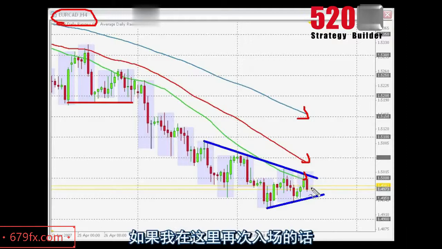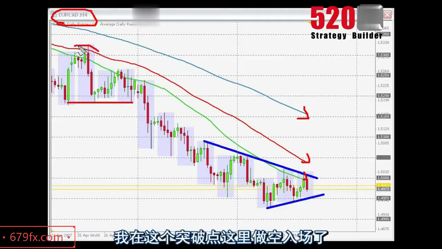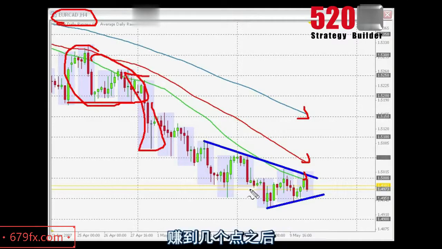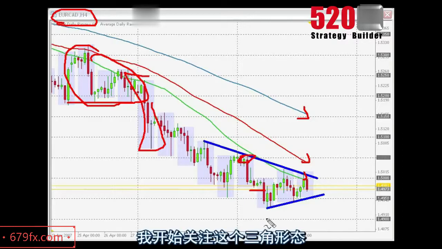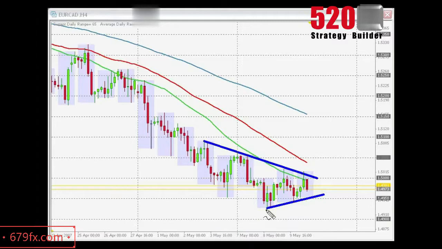If I enter once again on this trade, it will be my third trade on this chart in the last 2 weeks. I entered off this breakout right there. I made a few pips, then I entered again right here. I made another 40 pips a few days ago, and I'm looking into this triangle forming right now in the 4 hours time frame. I have it marked on my chart.